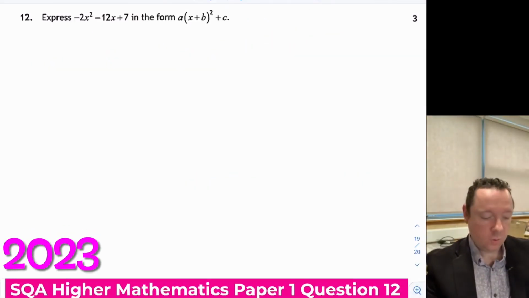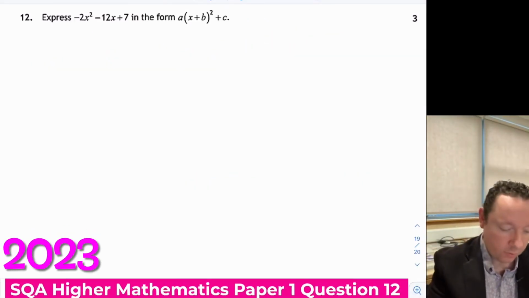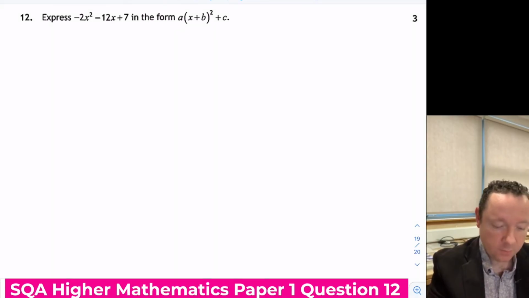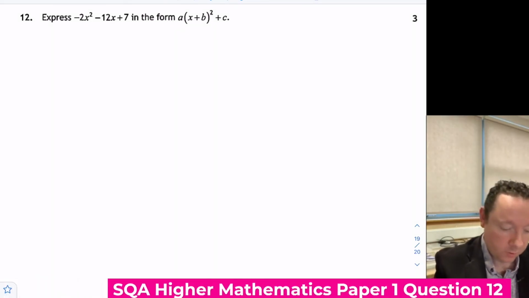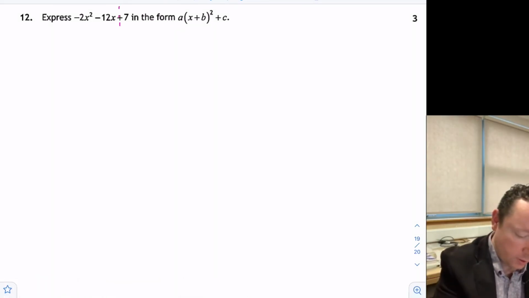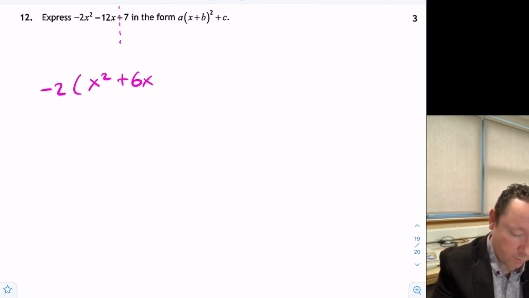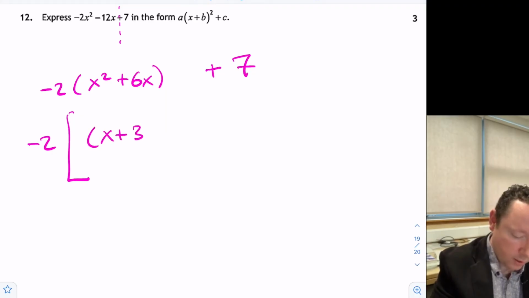SQA Higher Maths 2023, Paper 1, Question 12. Express this in the form a(x plus b) squared plus c. Complete the square, in other words. So to complete the square, and imagine a dotted line in here, I take out the common factor. So I've got minus 2x squared, then it'll be plus 6x, because minus 2 times 6 is minus 12, but I've still got plus 7 hanging on the end. So I take my minus 2, big brackets, I'm going to complete the square on this, so I half the term, (x plus 3) all squared, and I immediately take away 3 squared.